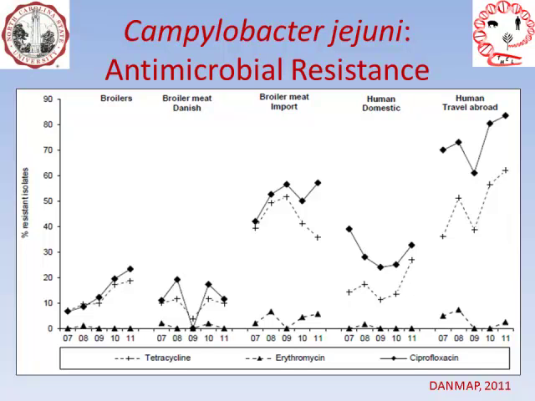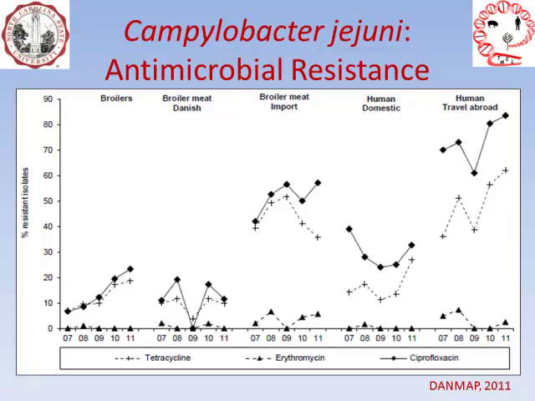Fluoroquinolone is very, very important from a human angle for treatment of human cases. And I will show you the data from the United States, retail meat data, after these slides. But the key thing to keep in mind is we still have ciprofloxacin resistance going up. Tetracycline resistance isolated from broilers in Campylobacter is still going up. And then you have other aspects like broiler meat that is imported, and domestic humans traveling abroad. But again, there are spikes that are going up.